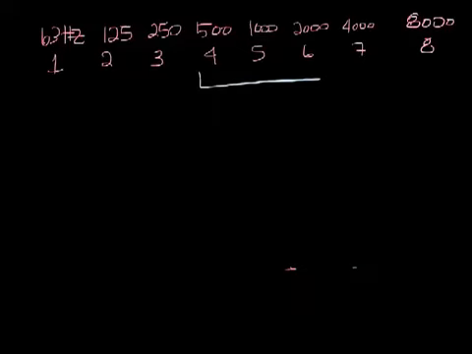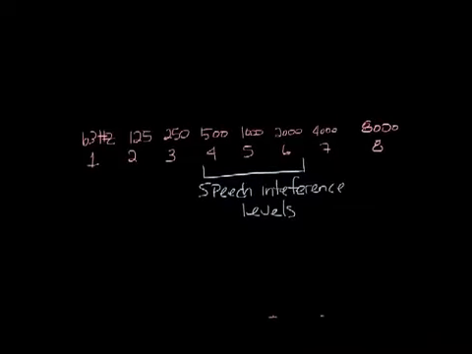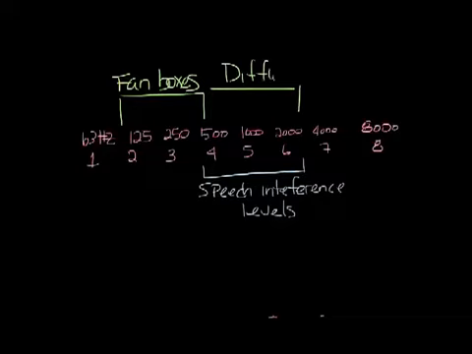Octave bands 4 through 6 are the speech interference bands, also called the speech interference levels. This is because most human speech happens between 500 and 2,000 hertz. Having a sound too loud in these bands could make it hard for people to hear other people talk, hence the name speech interference. Different products generate their highest sound levels in different octave bands. Fan boxes, for instance, have their highest sound levels in the 2nd and 3rd band, while grills and diffusers create their highest sound level in the 4th, 5th, and 6th bands.